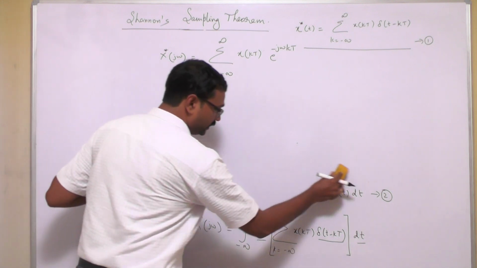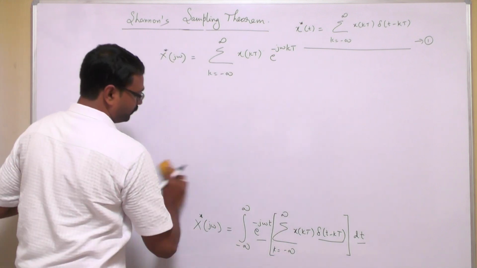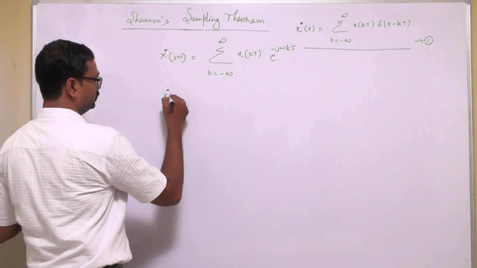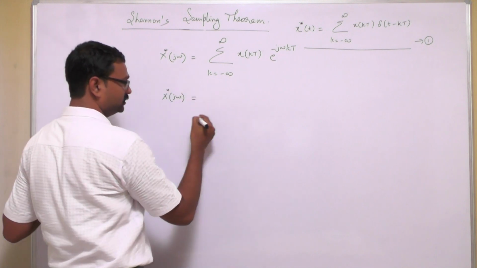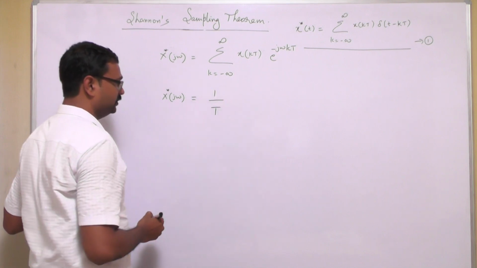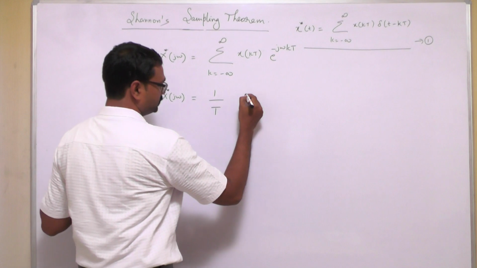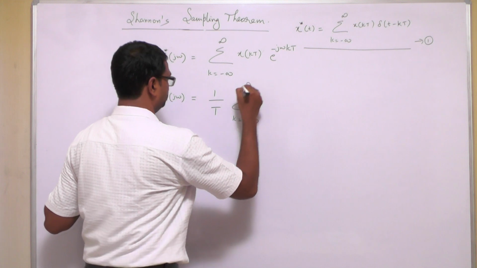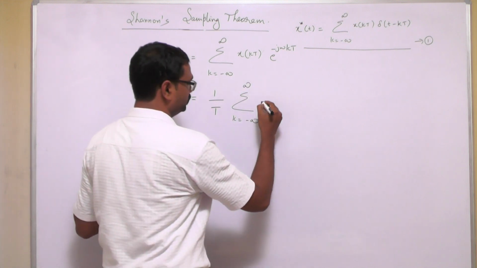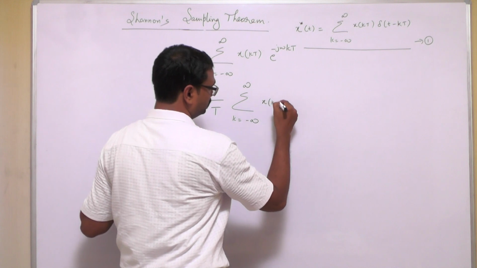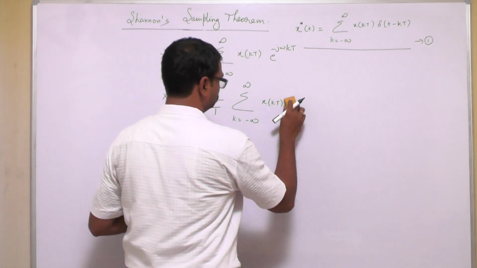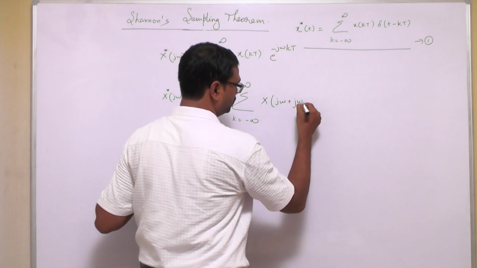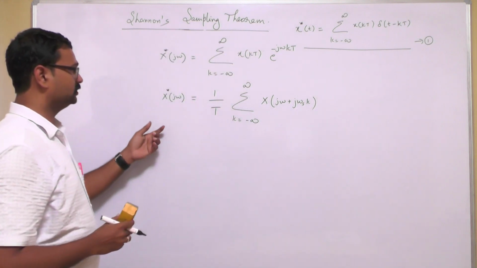Now with this in mind, we will see what is x star of j omega. When you have dealt with impulse sampling, we have that x star of j omega is equal to 1 by T, sum from k equals minus infinity to infinity, of x of j omega plus j omega s k. Now this is the equation.